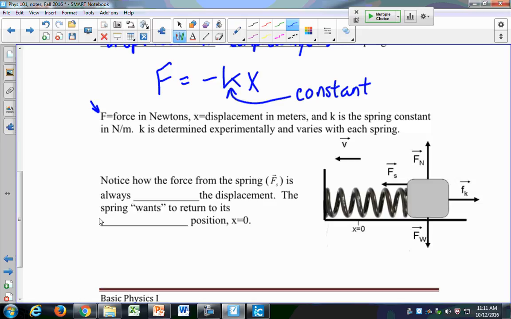So my equilibrium point is centered around my coordinate system. My coordinate system is like that. So now when I stretch the spring out to this distance, this is a positive x value. It's positive x because I'm to the right of the equilibrium point. Right? Notice how the force of the spring is always opposite the displacement.